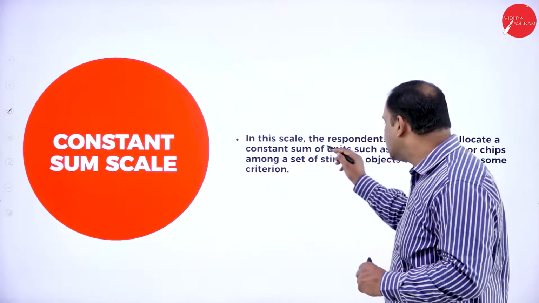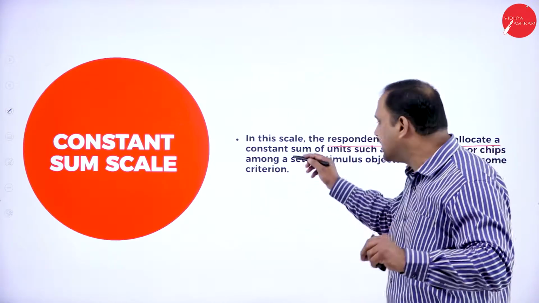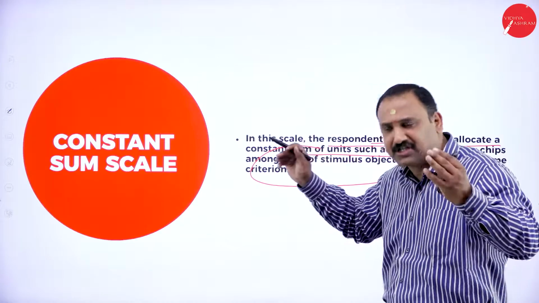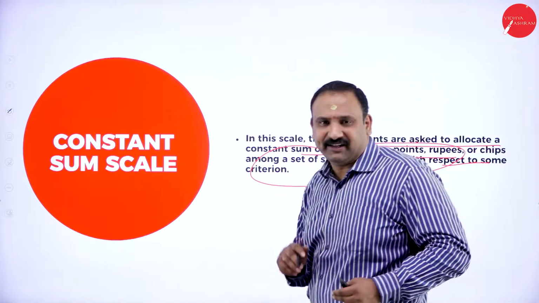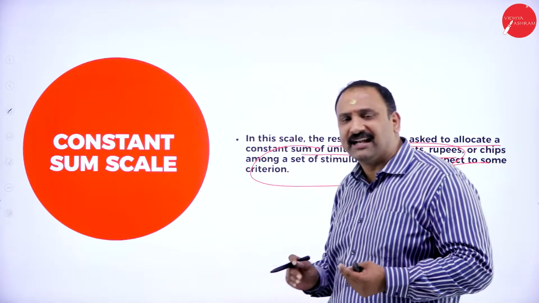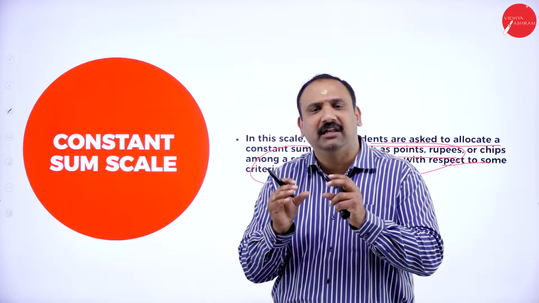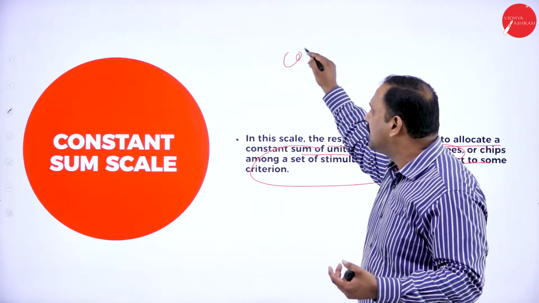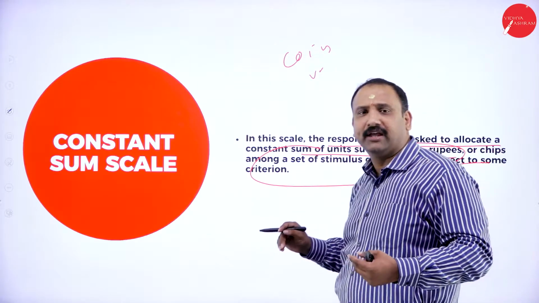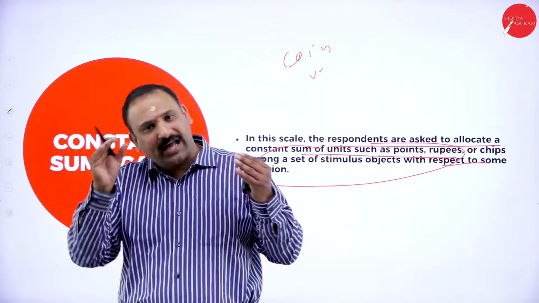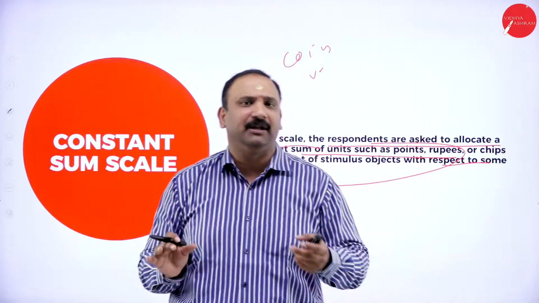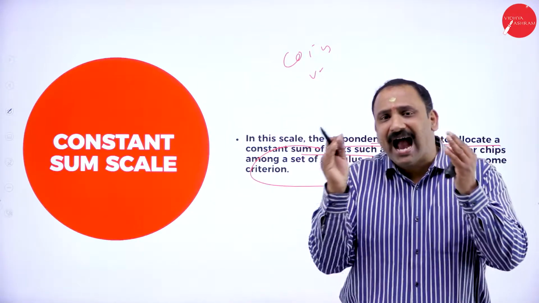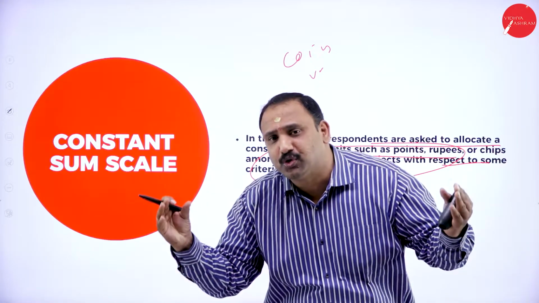In this scale, the respondents are asked to allocate constant sum units such as points, rupees, or chips among a set of similar objects with respect to some criterion. So I allocate a constant sum value with respect to the factors being given. It can be in the form of coins or some other values. The end value should equal 100. For example, it might be 25 into 4, or 25, 35, then 20, then 40, whatever. Whenever we add it all up, the final value should be equal to 100.